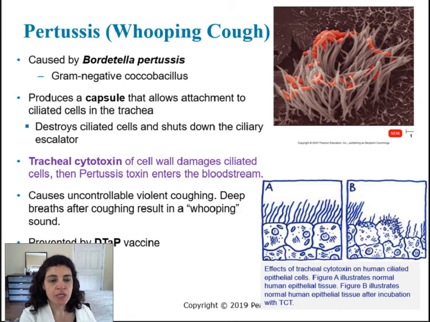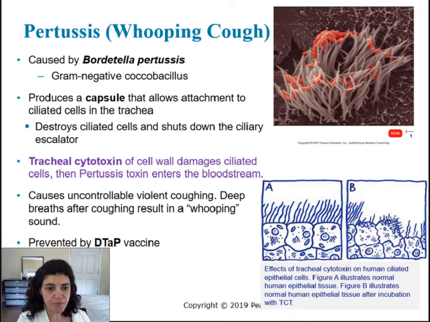Okay, so let's start with pertussis. Pertussis, or whooping cough, is caused by Bordetella pertussis. This is a gram-negative coccobacillus that produces a capsule, and that capsule allows for attachment of the bacteria to, remember, the cilia of the respiratory system, in the ciliated epithelial cells.